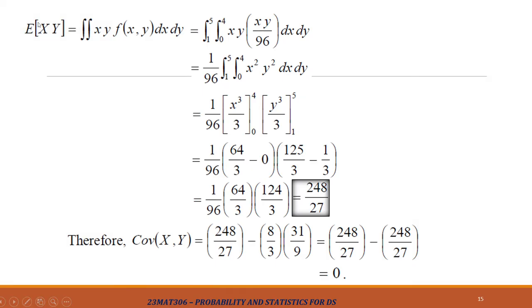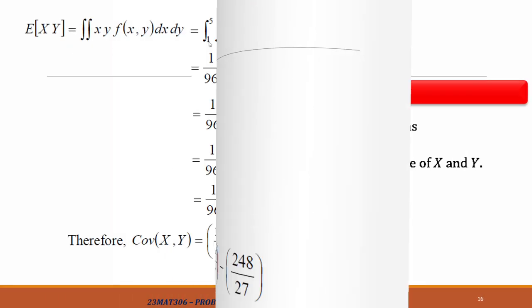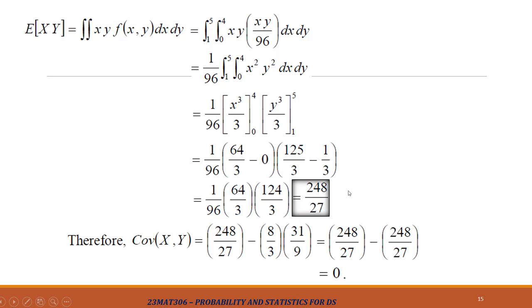Next, we are going to find the expected value of xy. So this is the double integration of xy into our function dx dy. So after solving these steps, the final answer is 248/27. Substitute in this covariance formula, the final answer is 0.